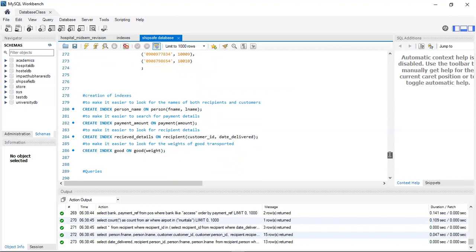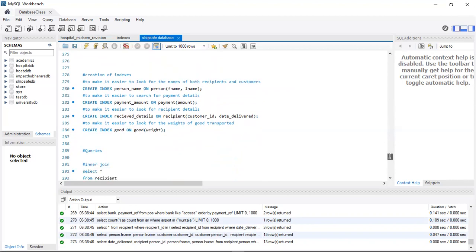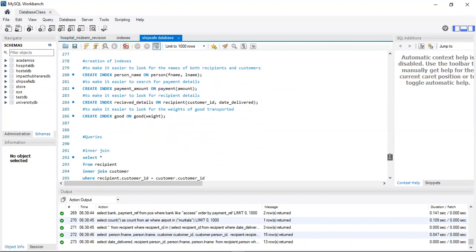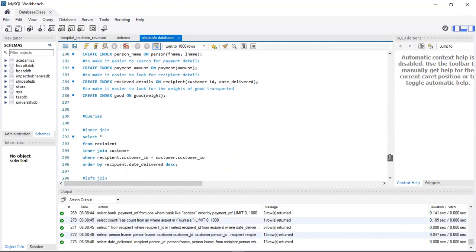My first index, person name, helps make it easier to look for both recipients and customers. My second index was payment amount, which makes it easier to look for payment details. My third index was received details, which makes it easier to look for recipient details. My fourth index was good, which makes it easier to look for the weight of good transported.